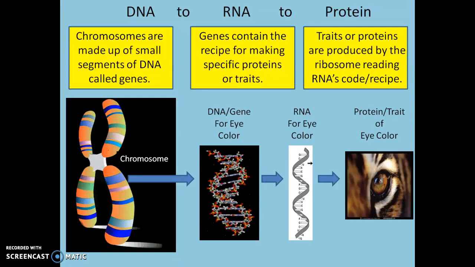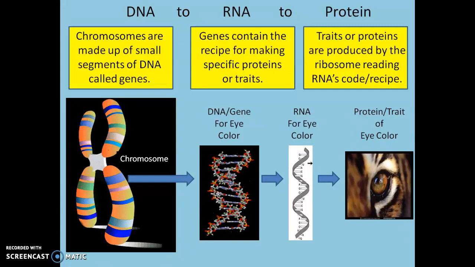DNA will make RNA so that RNA can leave, go into the cytoplasm, and travel to the ribosome where that protein can actually be made. And that protein is what is actually going to give the trait. So DNA codes for the trait, RNA sends the message, and then the protein is the actual trait that you're going to see.